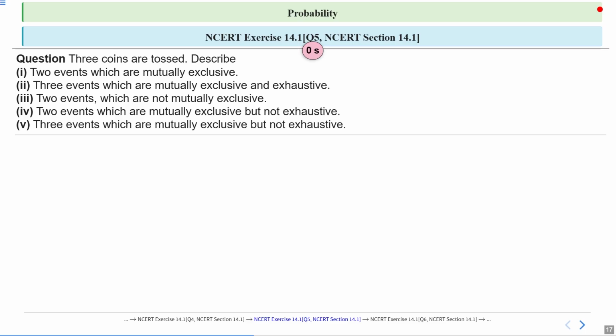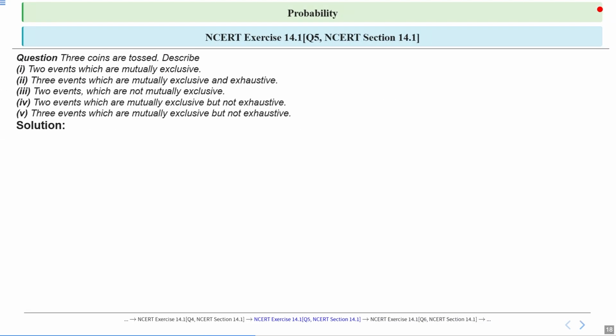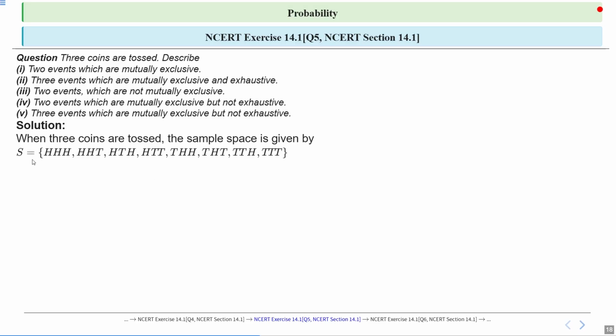Okay, students, now we will solve this question. When 3 coins are tossed, the corresponding sample space is given by S equal to the set HHH, HHT, HTH, HTT, THH, THT, TTH, TTT. So the sample space contains these sample points.